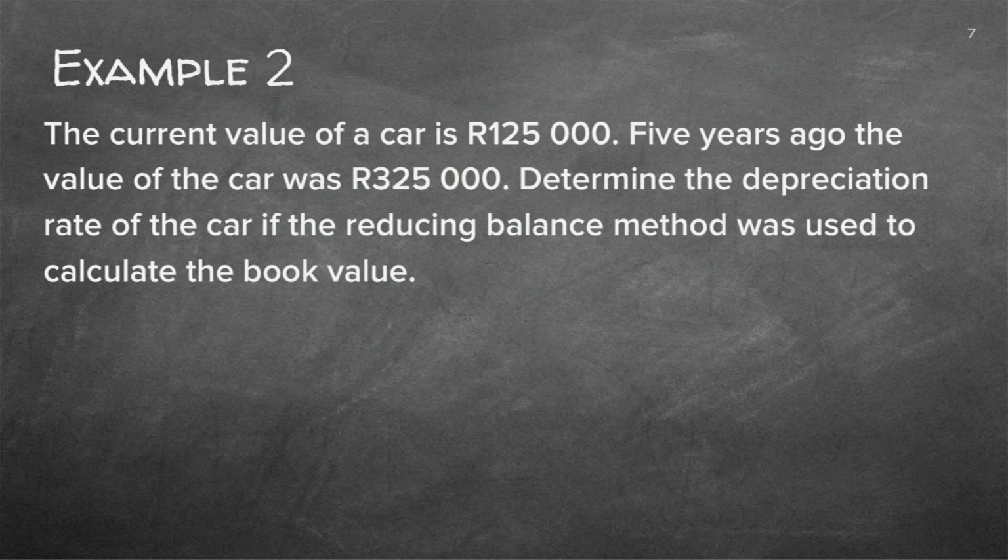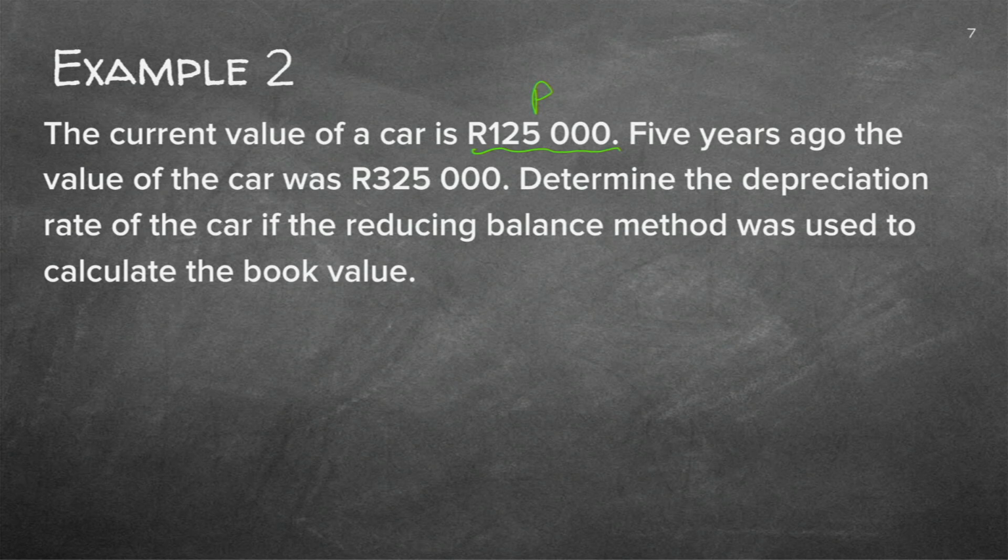Good. Example 2. The current value of a car is that amount. Current value means at the present now. 5 years ago, oh no, wait a minute. See how carefully you must read. Normally when they say current value of the car is this, then it means now. But then they say 5 years ago, the value of the car was 325. So that means when you started off with this whole car story, it was then the beginning.